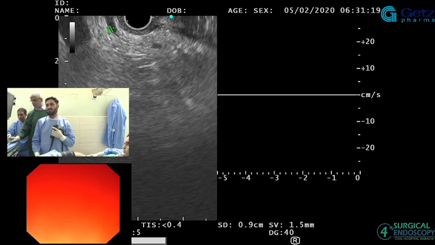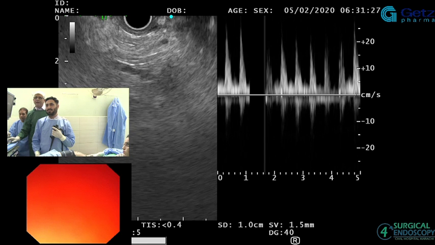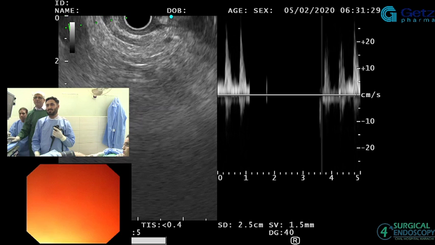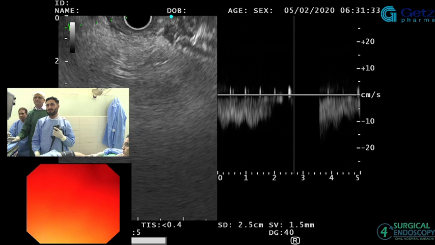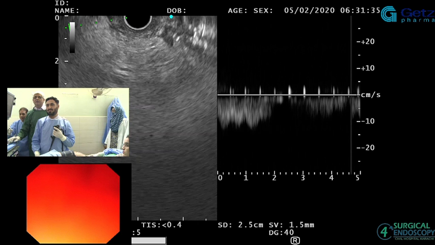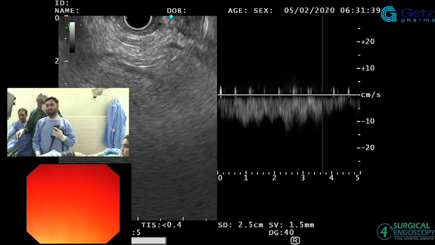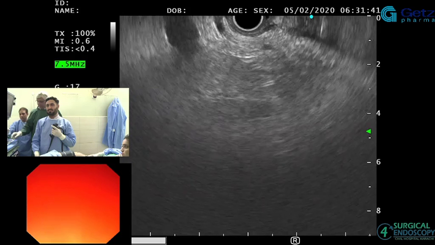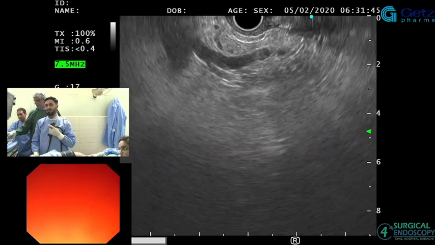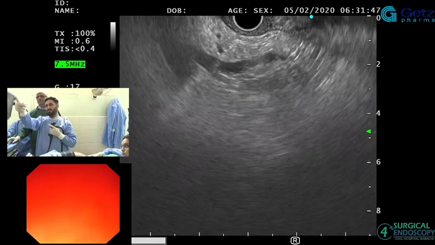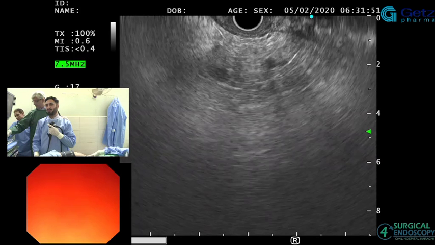Okay, so that's the waveform for the artery, and that's the waveform for a vein. That's the power Doppler. I hope you saw it and appreciate that's the function of the power Doppler, so you can differentiate between an artery and a vein. That's just a tributary branch of that.